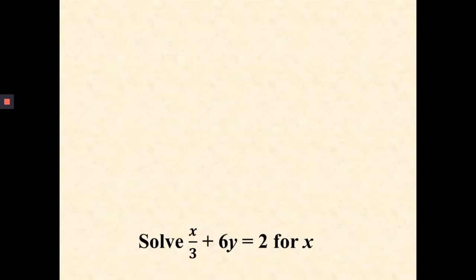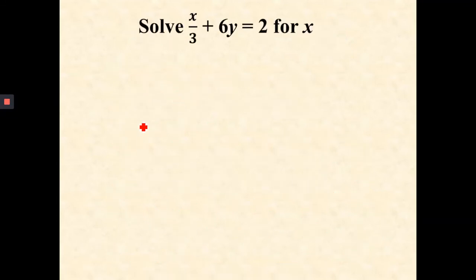The next one we have here. Solve x over 3 plus 6y equals 2 for x. So we are going to isolate x. So we have here x over 3 plus 6y equals 2. Try to observe. There is a fraction on this side of the equation. Can we apply directly the cross multiplication? No. Okay?